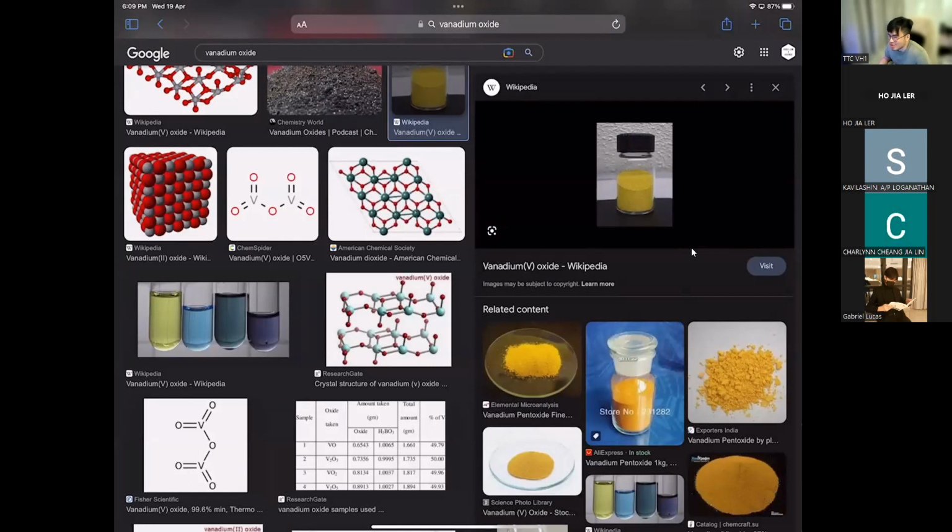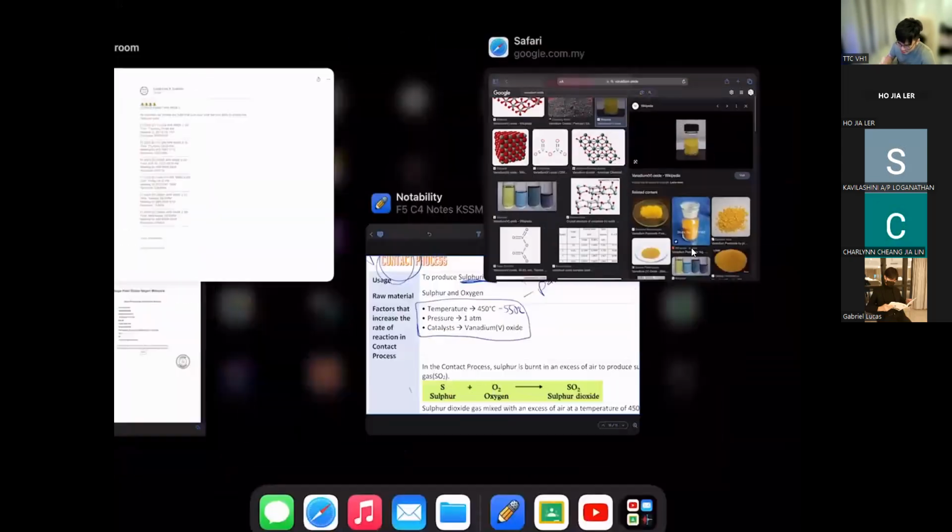Right? What the hell is this? I don't know. What does it look like? It looks like this. Where can you buy this? I don't know. Maybe you can get this from Shopee, I guess. But what would you want this for though? It has no use for you.